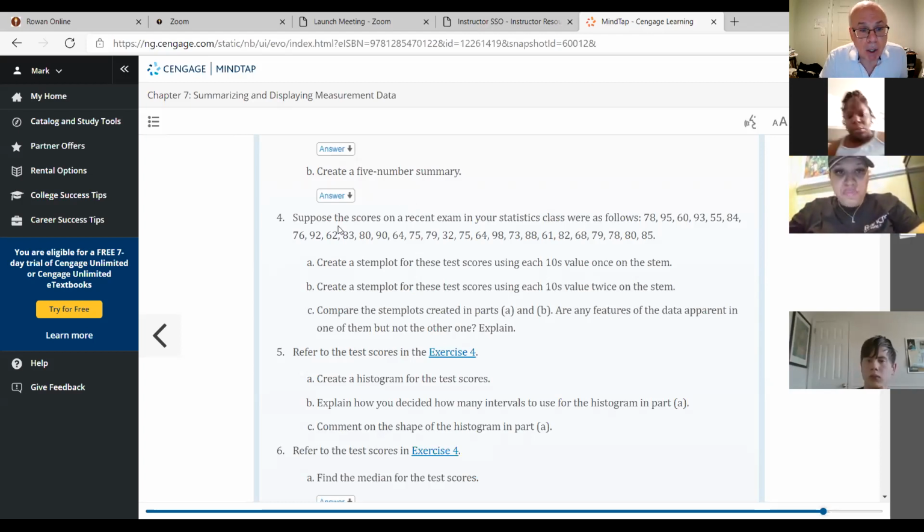Problem number 4, exercise 4 at the end of the chapter, shows some exam results. These are the exam results, not in any particular order. And then I created a stem plot for these. These are all 2-digit numbers, so the tens digit was the stem part, and the ones digit is the leaves. I think I showed you how this is done last time, but I'll show it to you again.